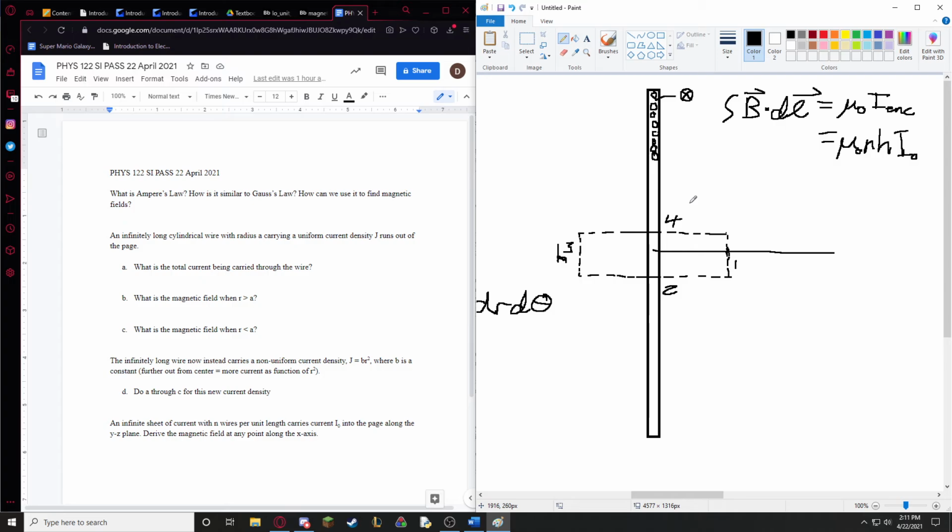Two of them, the B·dl integral is 0. And why? For parts 4 and 2, because if this is pointing into the screen, then it's rotating clockwise, like magnetic fields are clockwise.